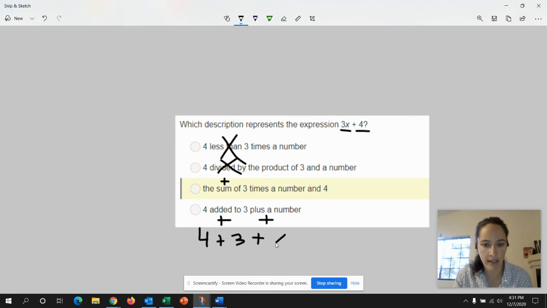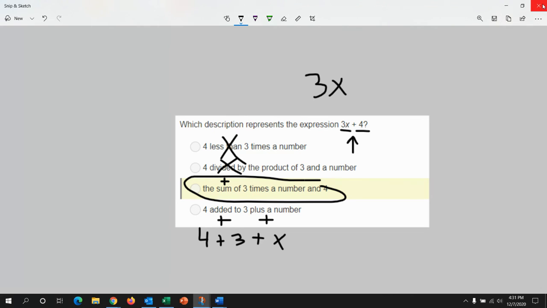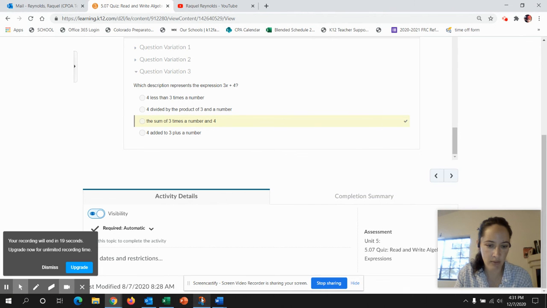plus a number X. So we need times, 3 times a number. This 3x means 3 times the number. So this is the right one. That's how we would read it. And that plus is the sum. Good job. 21 seconds. Here we go.